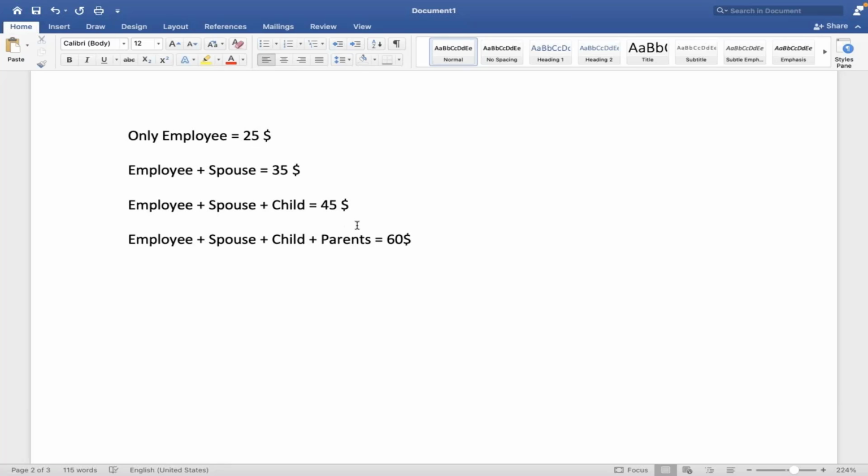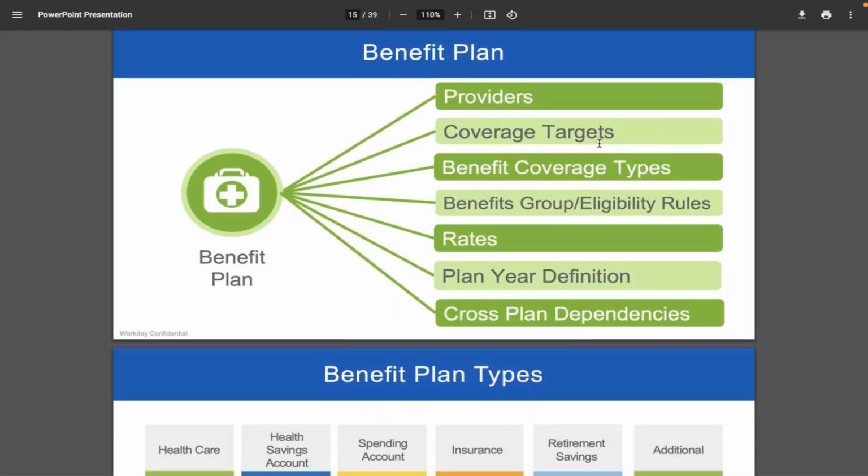These are nothing but coverage targets. Who is your target coverage? Only your spouse, or your children, your parents, or only you? That is nothing but coverage targets.